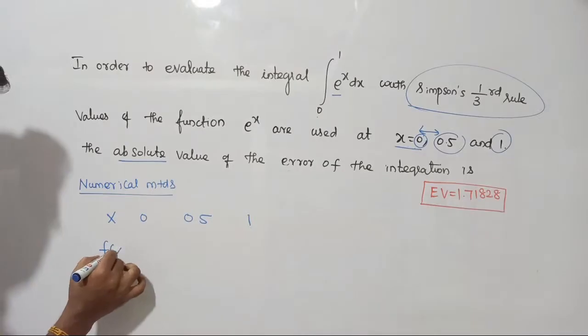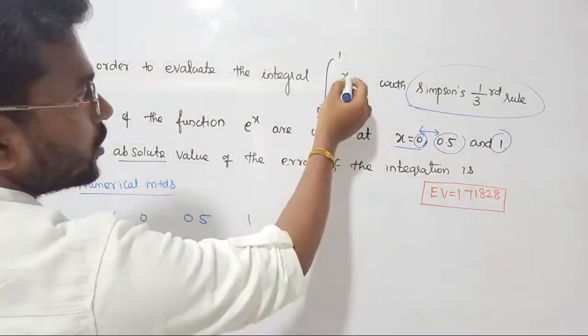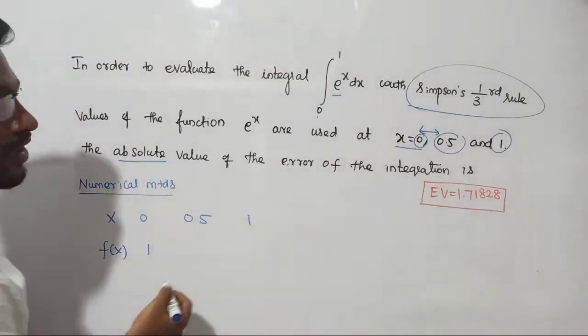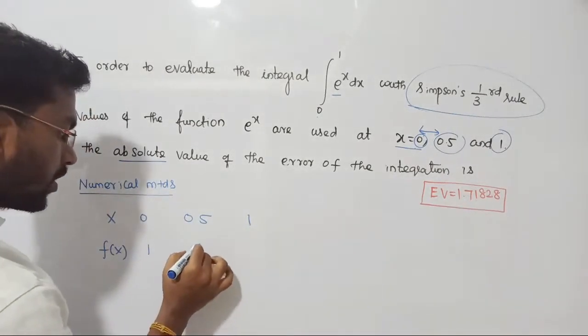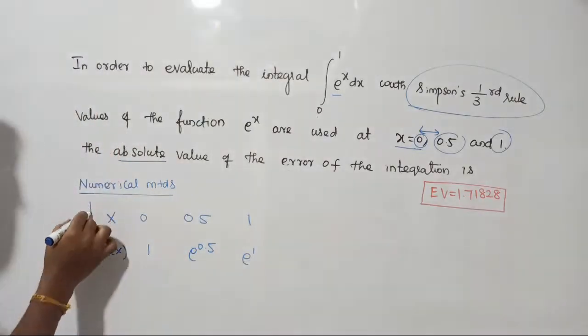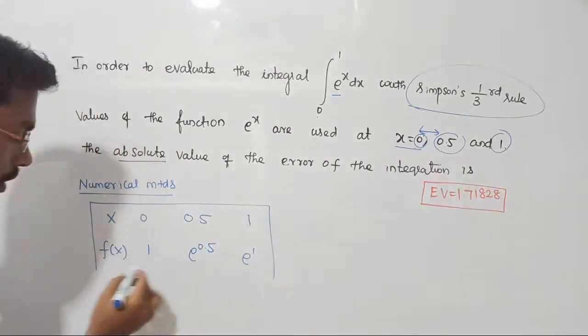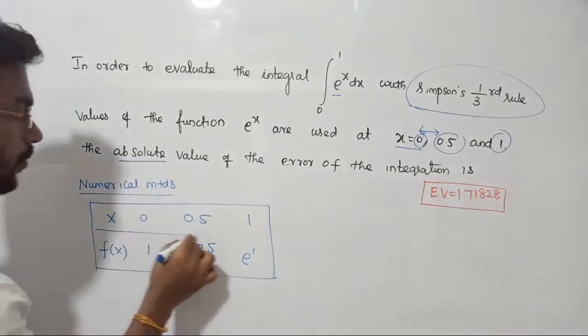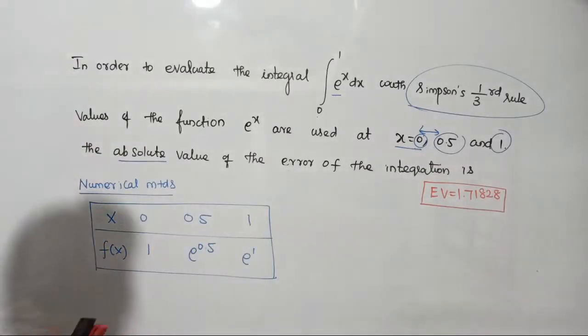The corresponding f of x is what? If I substitute 0, e power 0 is 1. If I substitute 0.5, then it will become e power 0.5. The third value will become e power 1, right? So this is our tabular column. Now we should bring the answer with the help of numerical methods. Let's try and bring the answer, right?